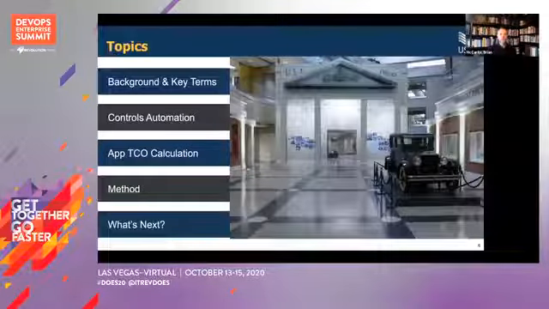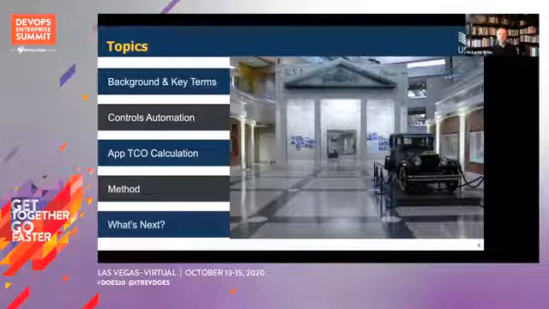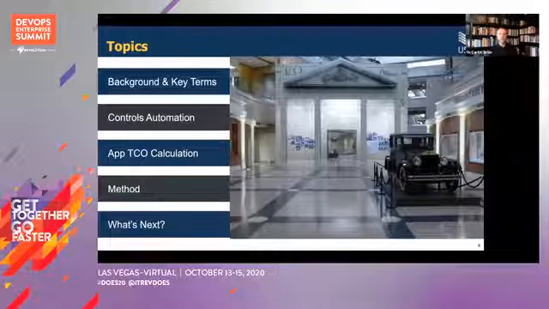So the topics that we're going to cover today are, first, we got to hit a little bit of background key terms so you understand where we're coming from, and we have a common language, a common way of understanding some of the topics we're going to be covering later in the presentation. Then we're going to go straight into looking at a demonstration of some of the control automation that we've created, as well as the ability to do the application total cost of ownership calculation.